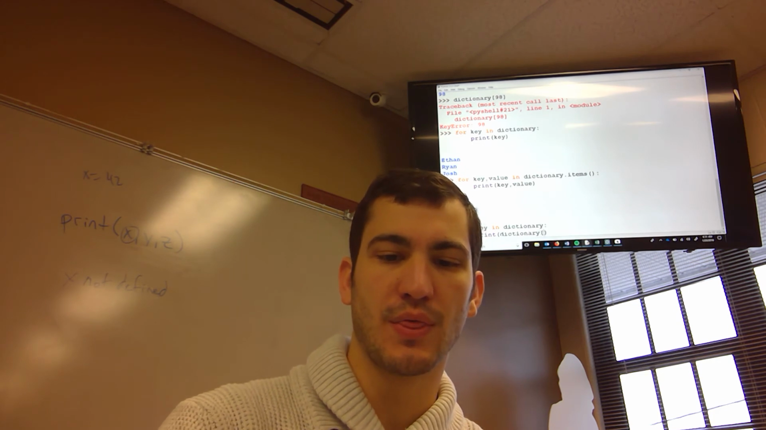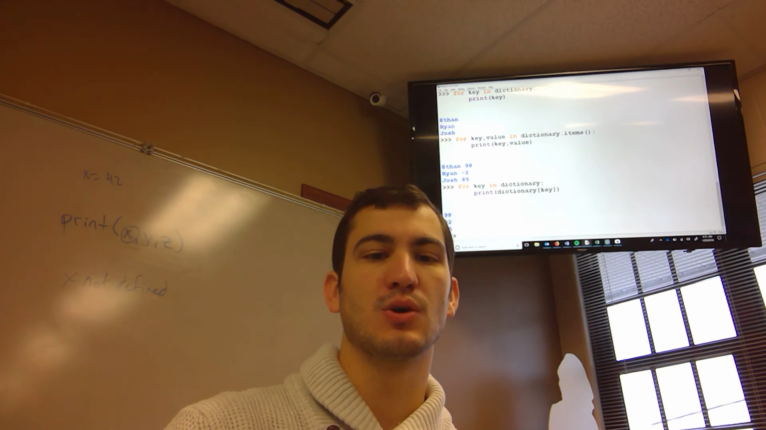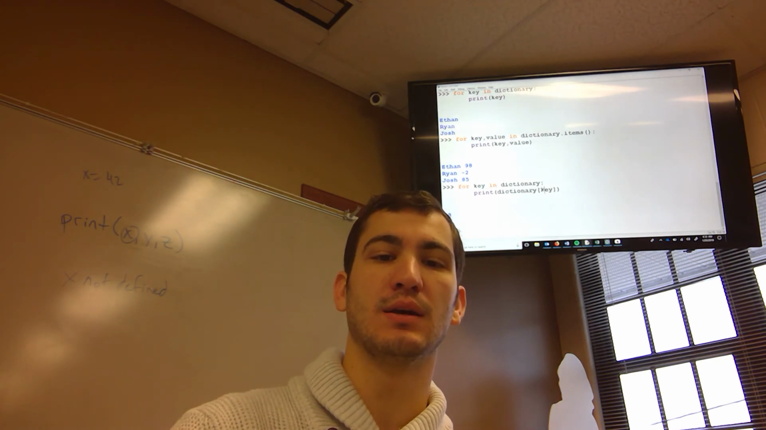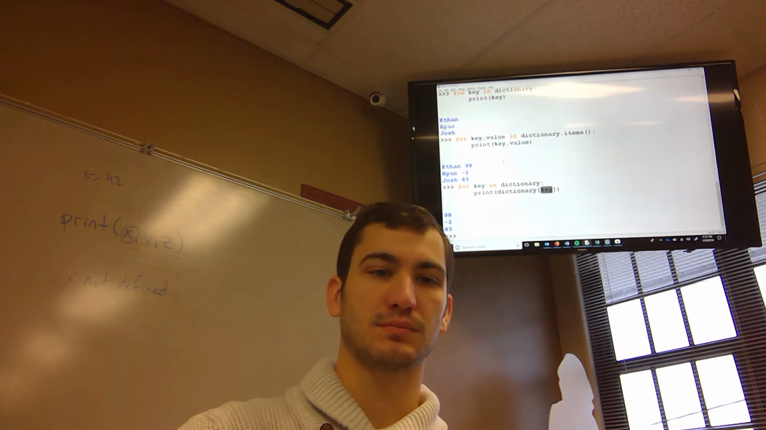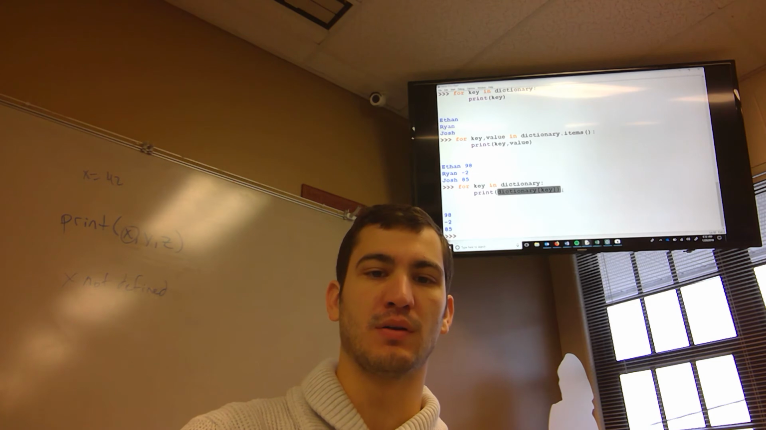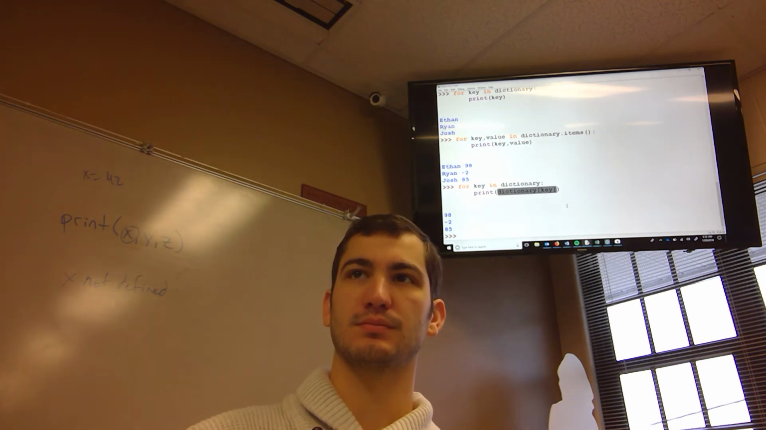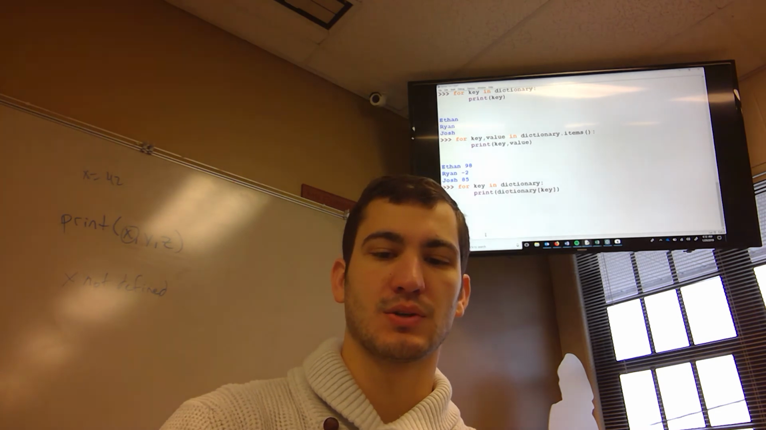you can do it this way to get the values. So for key in dictionary, print dictionary key. So for the key in the dictionary, Ethan, Ryan, Josh, print the value of that key. Does that make sense? Yes.